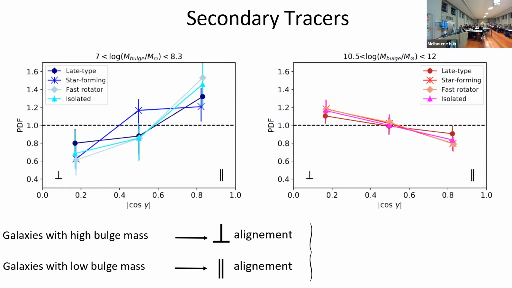Then if, again, we look at different galaxy properties, such as visual morphology, star formation activity, degree of rotation, or environment, and we divide galaxies into those that have low bulge mass on the left, and those that have high bulge mass, we can find that they show a more parallel or more perpendicular alignment, again, with respect to the mass of the bulge. So the other parameters are just secondary tracers of the alignments with respect to the mass of the bulge.